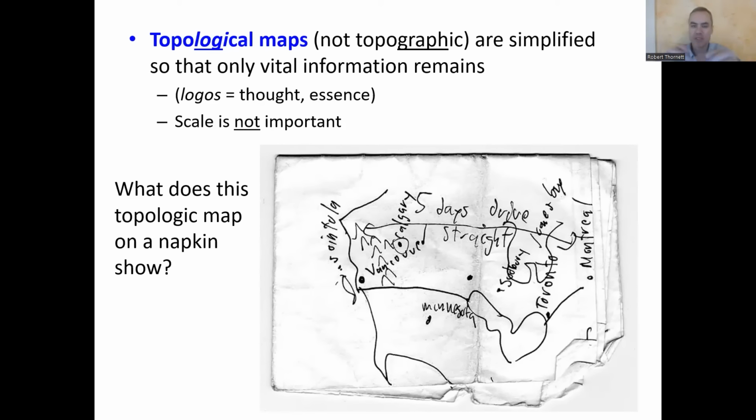Pause the video for a second, see if you can figure out what is the idea that this person, imagine he's scribbling on the back of this napkin, he or she was trying to explain. What were they trying to explain when they drew this map?